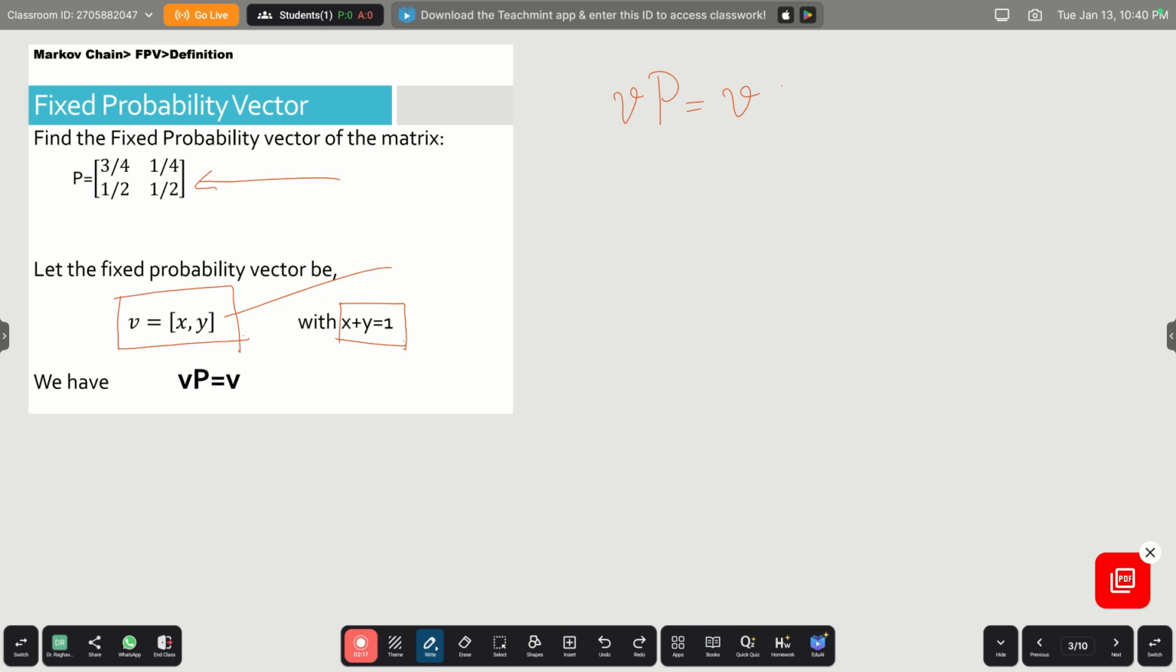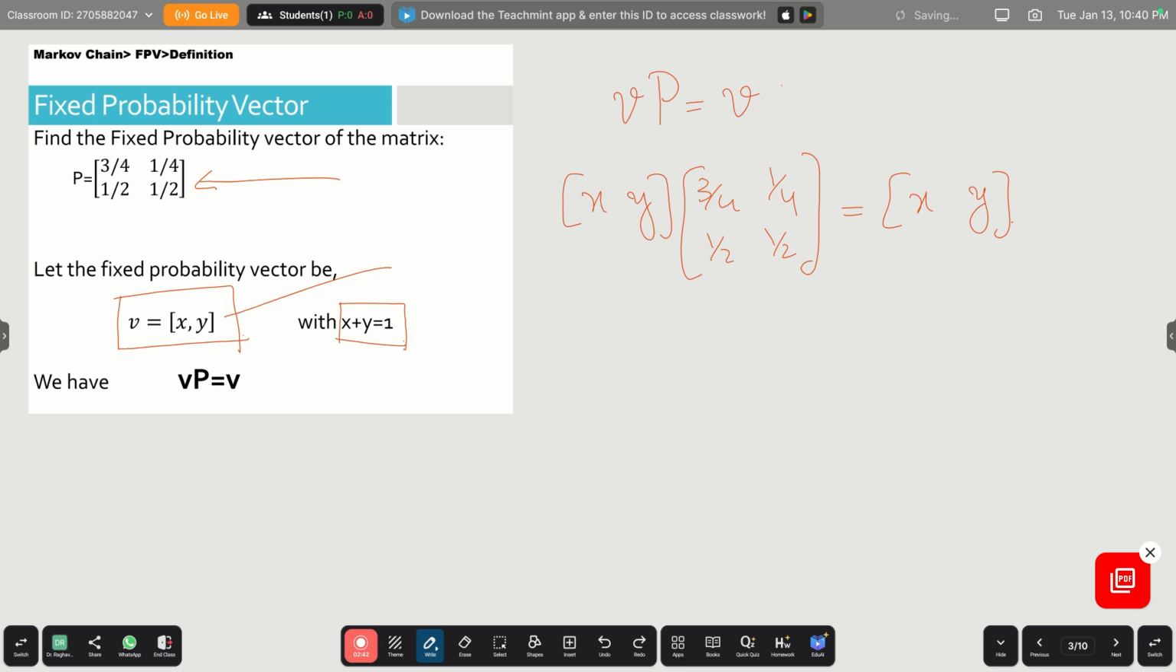It's very simple. V into P is equal to V. So let us multiply V, which is XY, and P, which is 3 by 4, 1 by 4, 1 by 2 and 1 by 2. This is our left hand side, V into P. And the right hand side is V, which is X, Y.